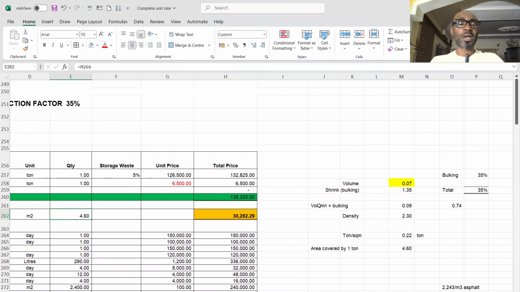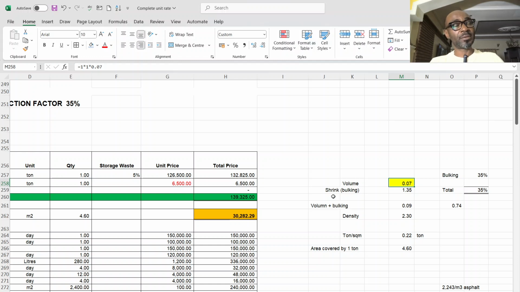Before we go to the pricing proper, we will go to the calculation to see how we arrive at the coverage that I'm using here as 4.6 square meters per ton. It covers 4.6 square meters. First, convert your square area to a volume by multiplying your 1 meter by 0.07, which is the 70 mm that you want to lay.